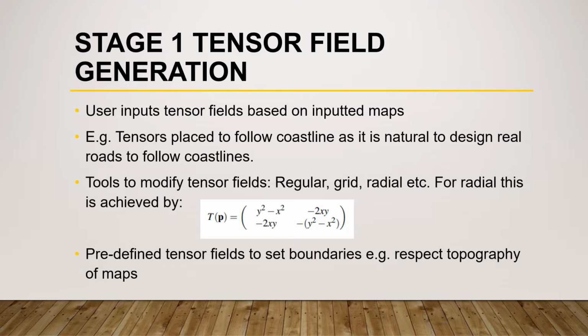So stage 1 is user inputs tensor fields based on inputted maps. Like I said, the map before in the example was a water map with a lake, so the user puts tensors around the border of that river, sorry, not lake, the river. Like I said here, tensors are placed to follow the coastline, because it's natural to design real roads to follow coastlines. And like I said, there are tools that you can use to modify tensor fields.